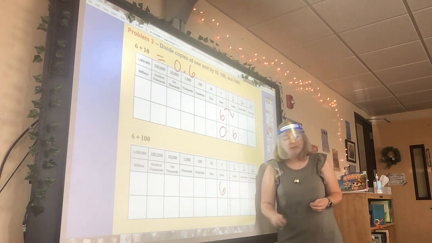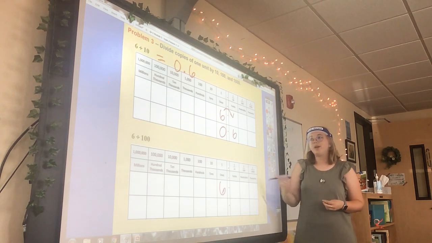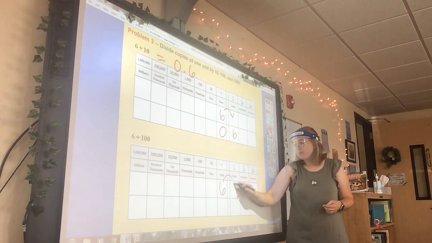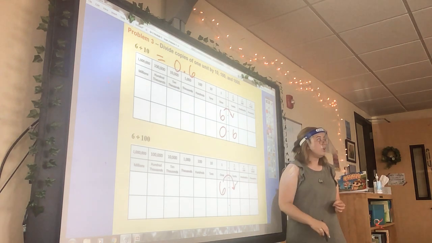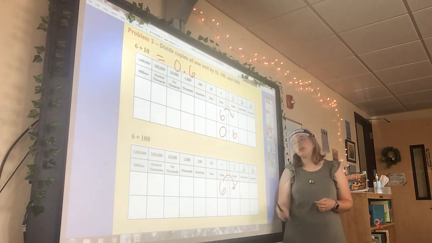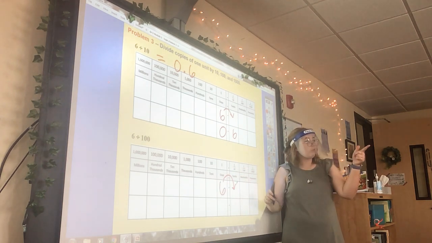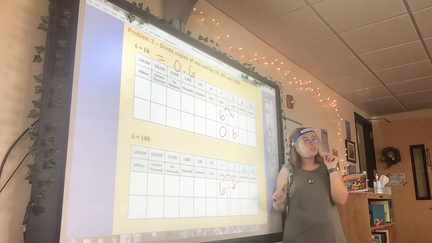You can just watch this one, okay? Starting with 6, and we're dividing by 100. So if we're dividing by 10 and we move 1 spot to the right, okay? How many spots to the right do you think we're going to move for dividing by 100? 2. Oliver, you said 2? Why 2?